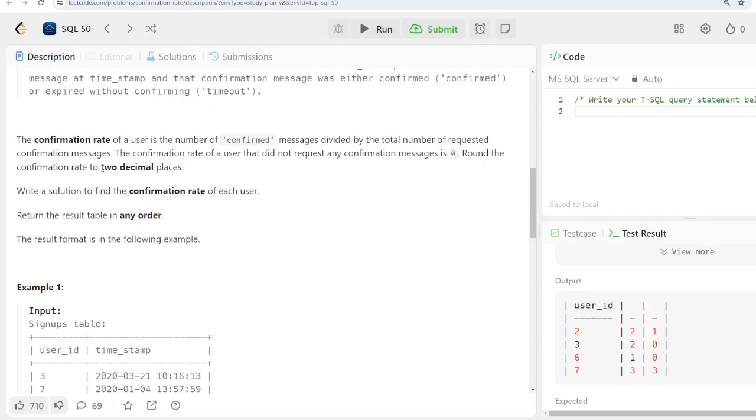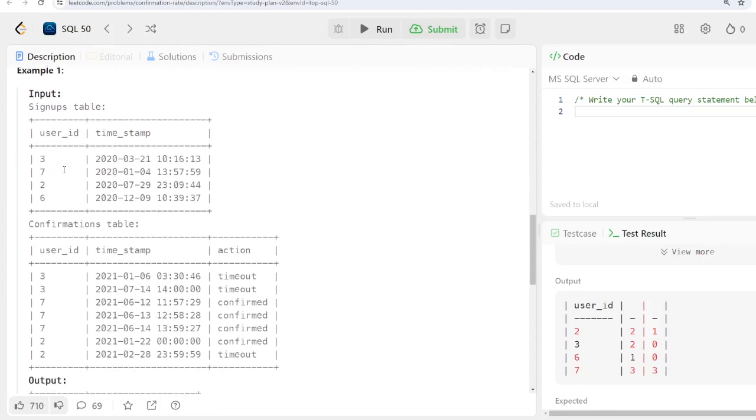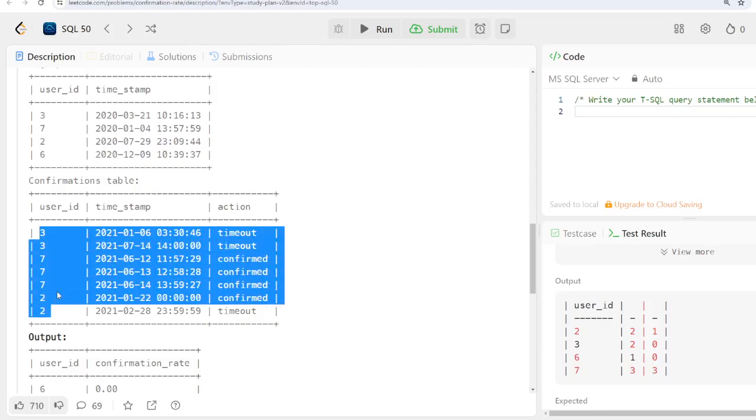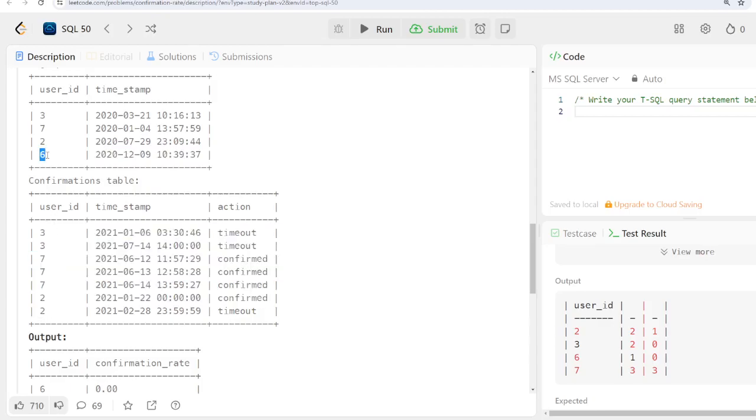Now the confirmation rate of a user that did not request any confirmation message is 0. Round the confirmation rate to 2 decimal places. So for example, this user ID, that is 6, he did not request any confirmation message because in confirmation table we don't have user ID 6, right? So for him the confirmation rate will be 0, and after finding the confirmation rate for each user I have to round that to 2 decimal places as well.